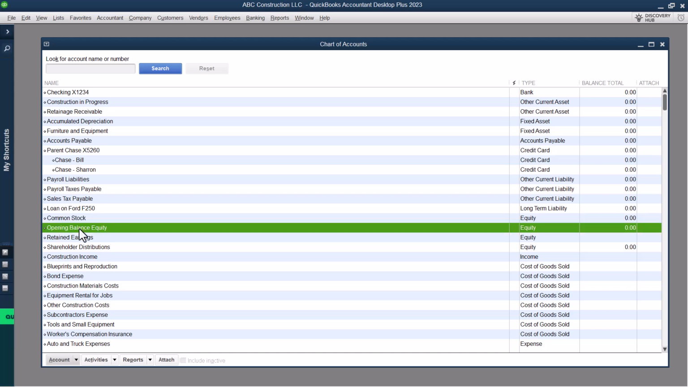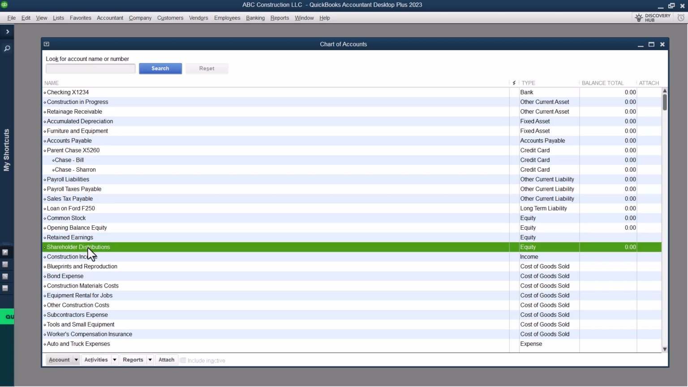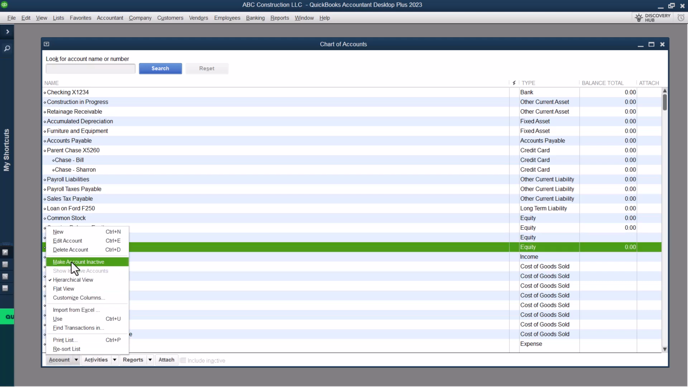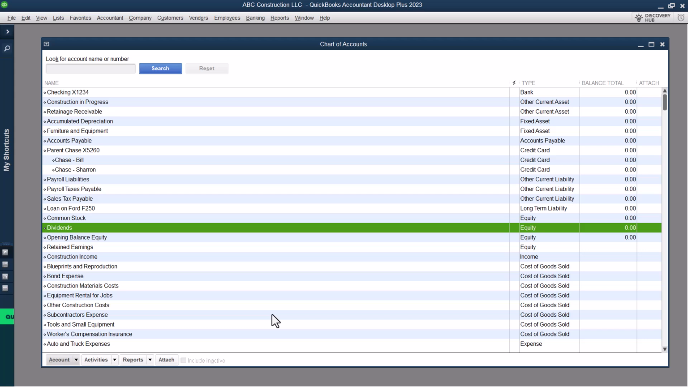Again, opening balance equity can stay there. You do need a retained earnings. It plays the same role in a C corporation as it does in an S corp. So retained earnings is where prior year earnings get closed to. Shareholder distributions, on the other hand, is going to be dividends. So we call them dividends in C corporations. So this is your setup for your C corporation.